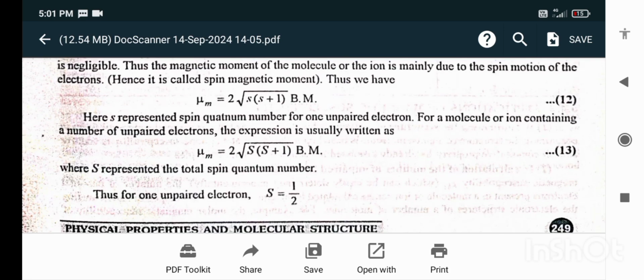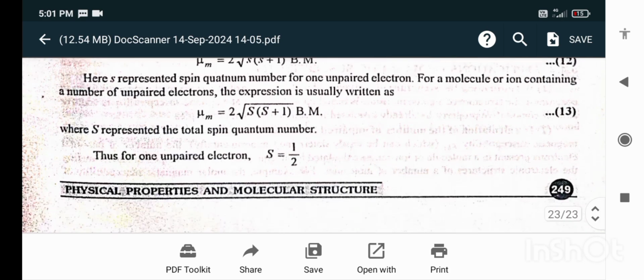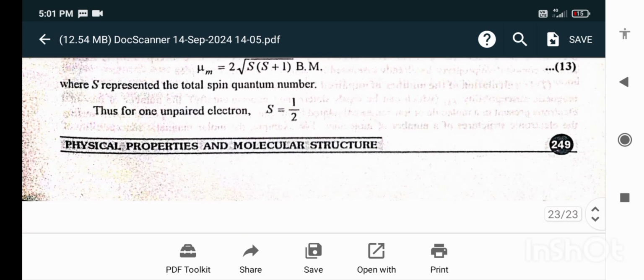Here, s represents the spin quantum number for one unpaired electron. For a molecule or ion containing a number of unpaired electrons, the expression is usually written as μ = 2√(S(S+1)) BM, where capital S represents the total spin quantum number. Thus, for no unpaired electron, S is equal to 0; for one unpaired electron, S is equal to 1/2.